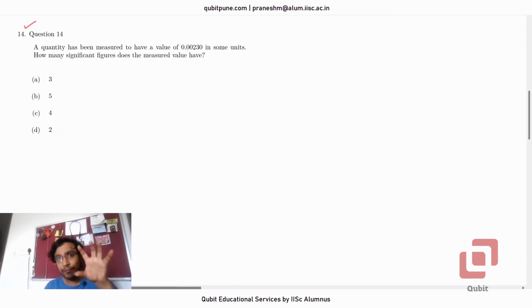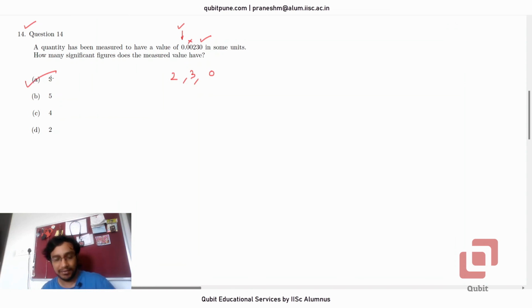If you apply them, then it turns out that these two zeros, which are to the right of the decimal point and to the left of 2, are not significant. Secondly, the 0 which appears at the end, after the decimal point, is significant. And third thing, this number is actually less than 1. So 2, 3 and 0 are significant figures. So their number is 3. So the correct option is A.